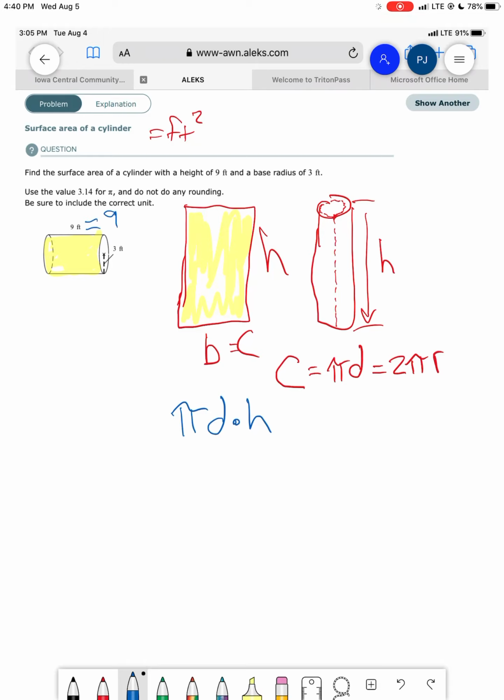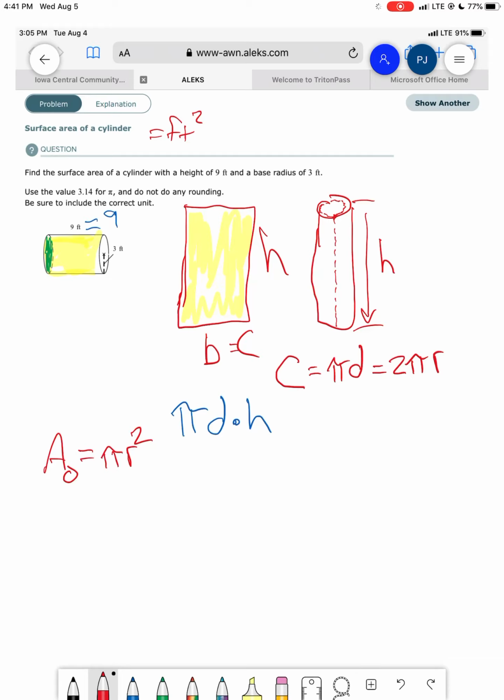So that's going to be the area of the outside piece. But I'm missing something. What am I missing? Well, I'm missing this circle here, the top, and then the circle on the bottom. I have 2 of them. So I'm missing 2 circles of area. What is the equation of a circle for area? The area of a circle is pi r squared.